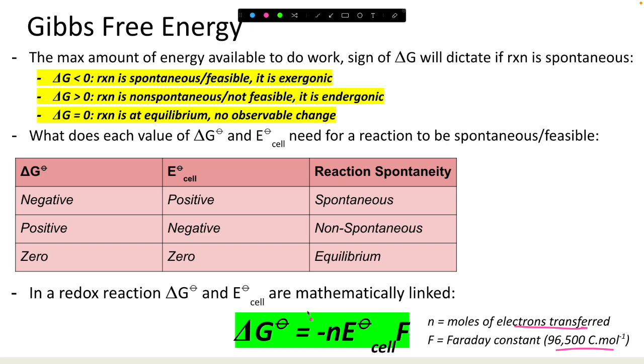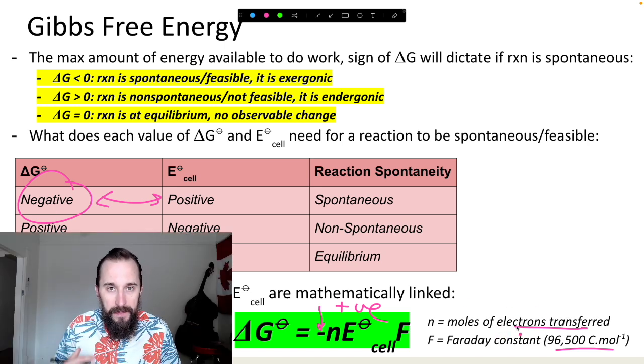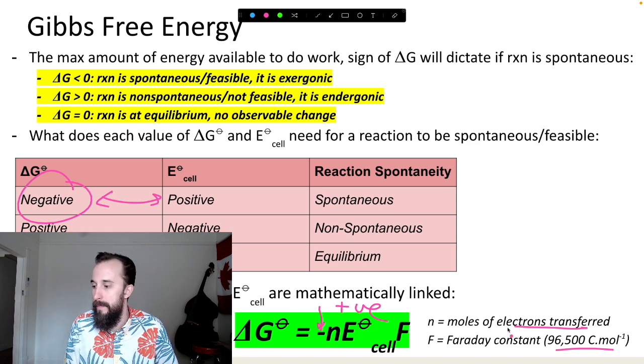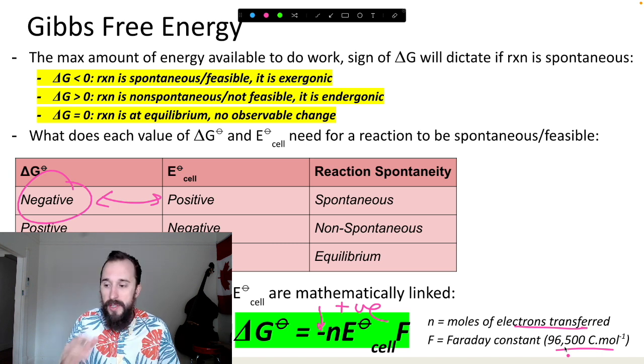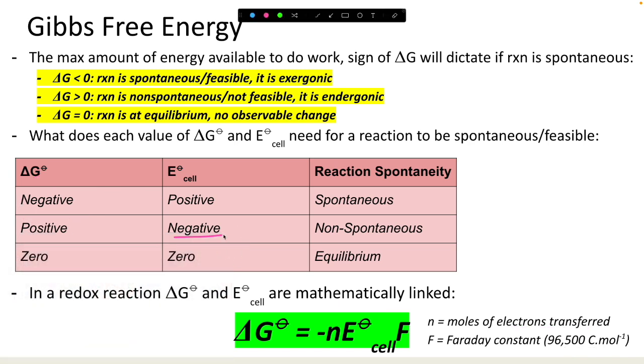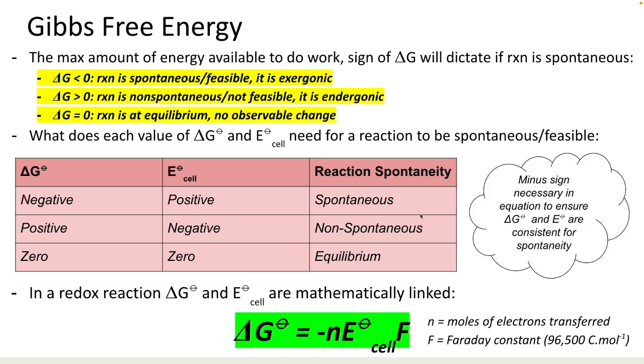So let's think about this minus sign. These signs are inverted, right? If I've got a positive value for my cell potential, I need to have a negative value for my delta G. You're always going to have a positive number of electrons transferred. You can't have a negative number of electrons transferred. And your Faraday constant is also a constant, which is a positive value. So we've got to make sure those signs are flipped. Same thing, if we've got a negative cell potential, we're going to make sure we've got a positive delta G, so a negative times a negative is going to give us that positive value over there. What have we got here? The minus sign is necessary in the equation to ensure that our delta G and E are consistent for spontaneity.